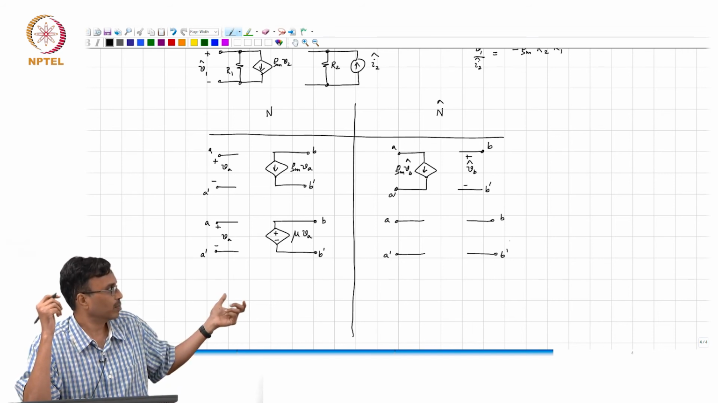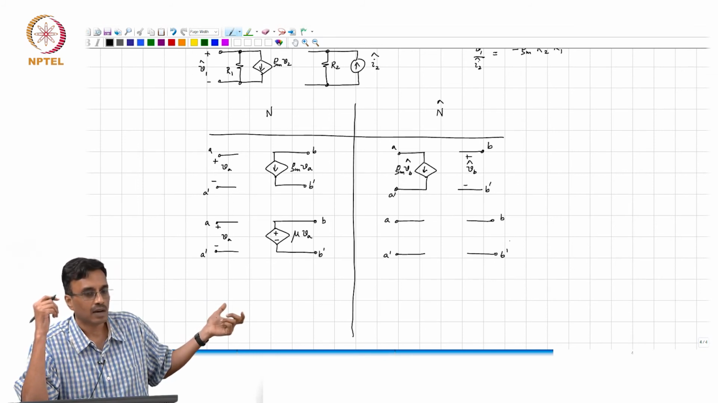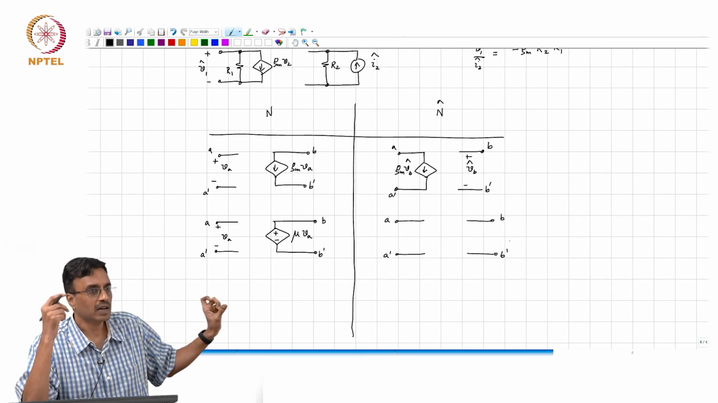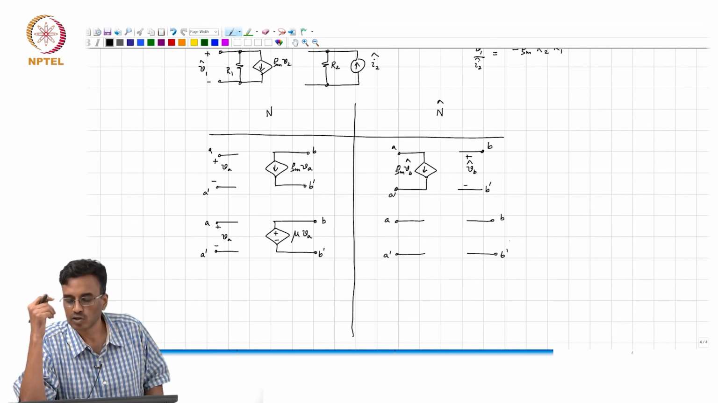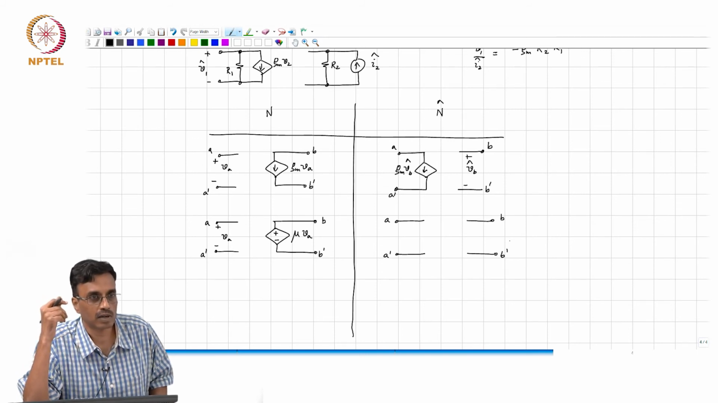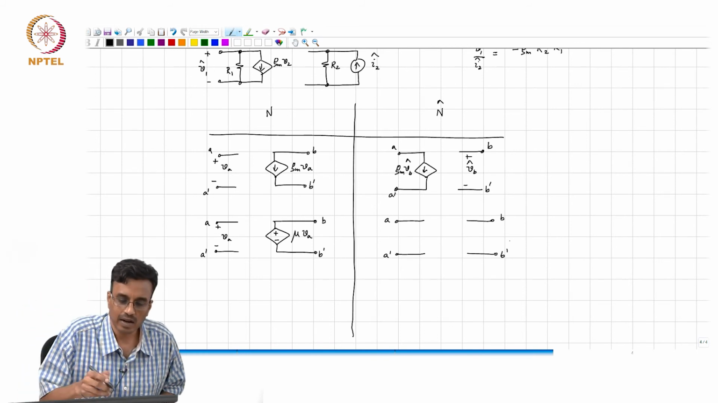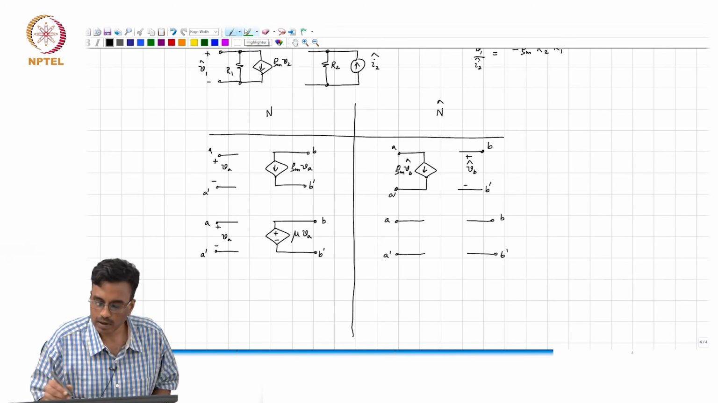Use the same intuition as before. The controlling and the controlled ports must be reversed in direction, correct? So which must be the controlling port? It must be port B, okay.